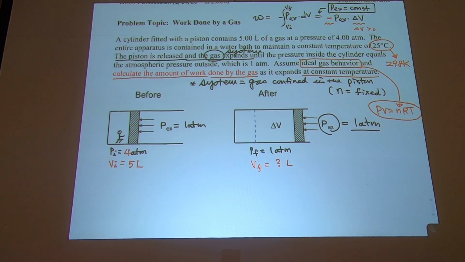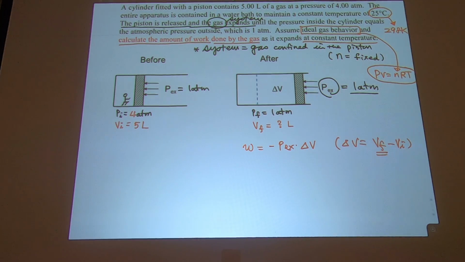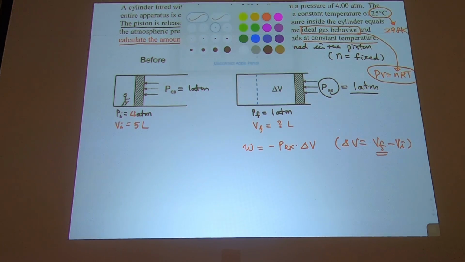And my goal is essentially to figure out my work, which is external pressure times delta V. And delta V is final minus initial. I guess it boils down to figuring out my final volume, and then I can plug that in and get the answer. So let's start solving the problem from this side.